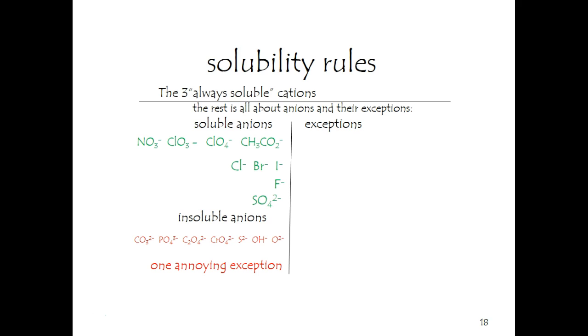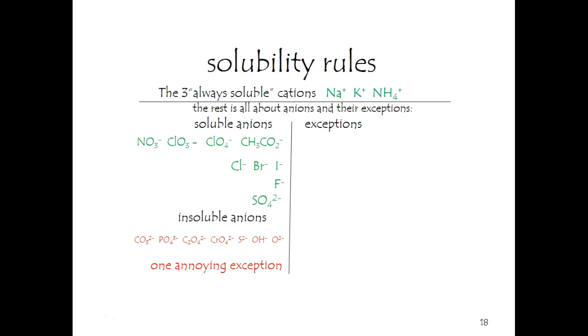There are 3 always soluble cations. Those must be the group 1s, right? Lithium, sodium, potassium, and ammonium. The ones that they list are just sodium, potassium, and ammonium. For some reason they don't list lithium. I would include it. And then everything else is about anions and their exceptions.